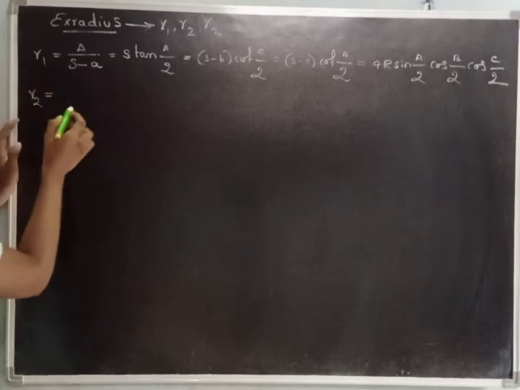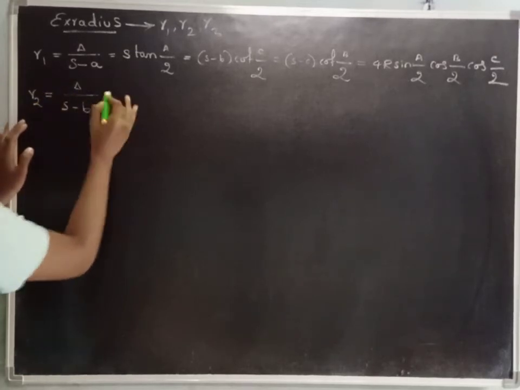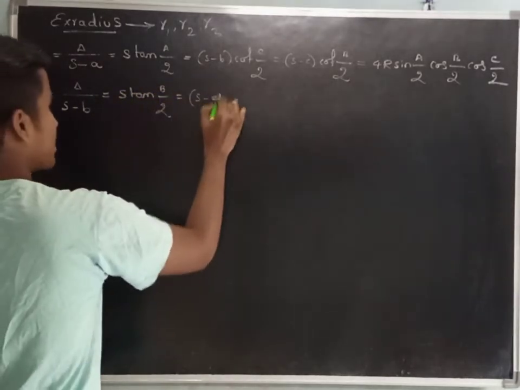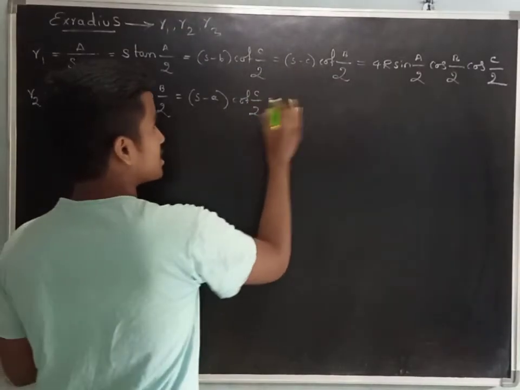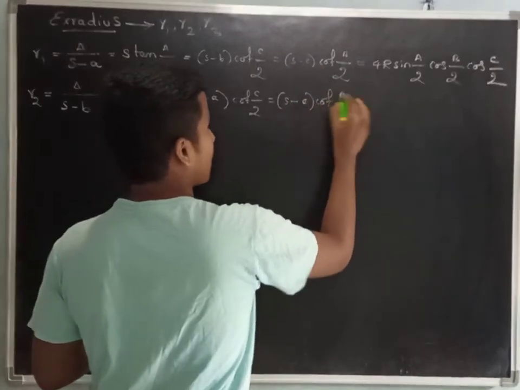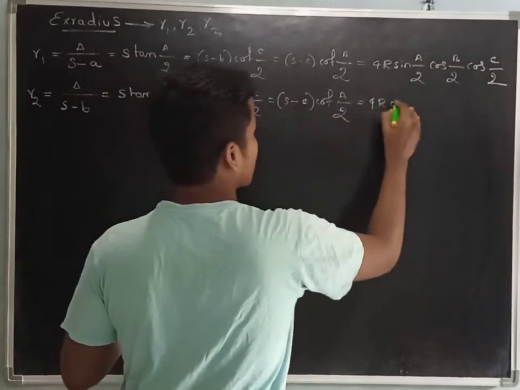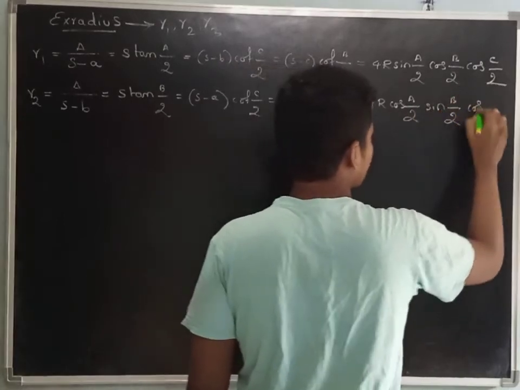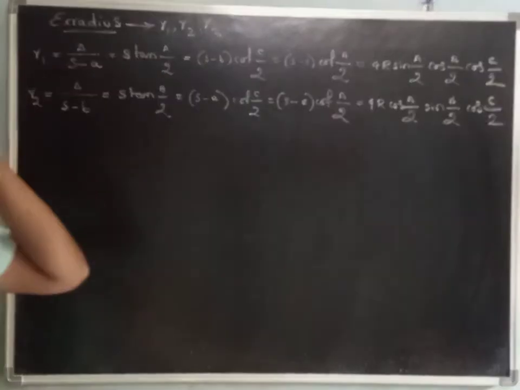r2. r2 is equal to delta by s minus b is equal to s into tan B by 2 is equal to s minus a into cot C by 2 is equal to s minus c into cot A by 2 is equal to 4R cos A by 2 sin B by 2 into cos C by 2. This is the first basic formula that we have discussed. After this, we have discussed this formula. We have also discussed its derivation. If you want, you can check my previous video.